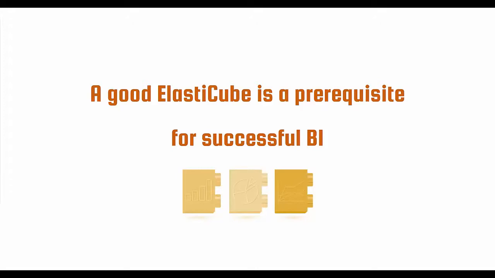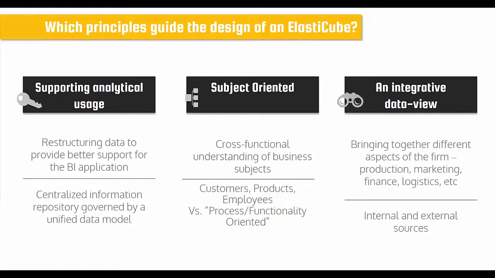Now, let's discuss the principles that guide the design of Elasticube. First of all, Elasticube is there to support analytical usage. It starts and ends with the business. You need to understand the business question. You need to understand the business world before starting. So in the Elasticube, we are restructuring the data to provide better support for the BI application. Okay? So understand the business, because on the same data elements, same data sources, you can model the data completely differently.